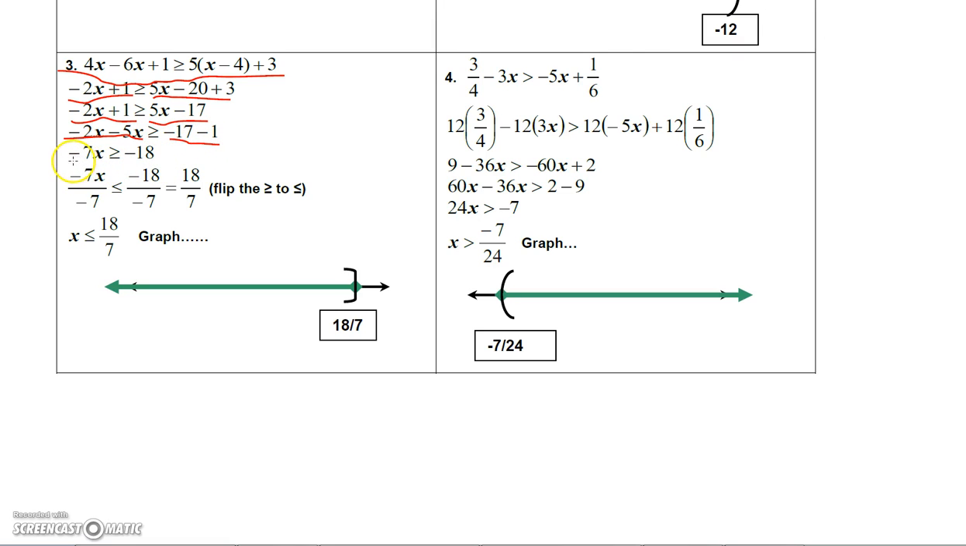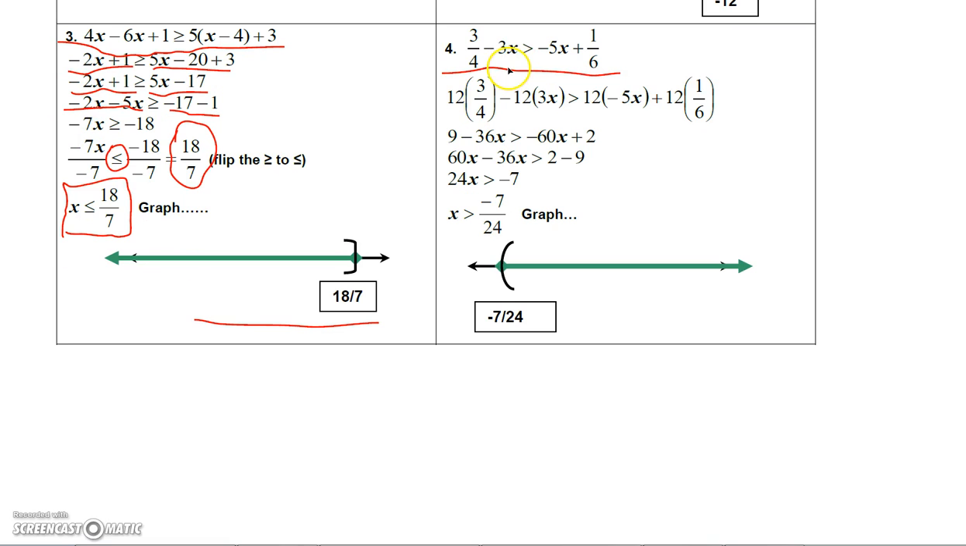Now, I have to divide both sides by negative 7 to isolate the x, and because I'm dividing by a negative, the inequality switches from greater than or equal to, to less than or equal to. And then negative 18 divided by negative 7 is a positive number, so I have 18/7 on the right, and then of course this is just going to be x on the left, so I have x is less than or equal to 18/7, and again, there's the graph.